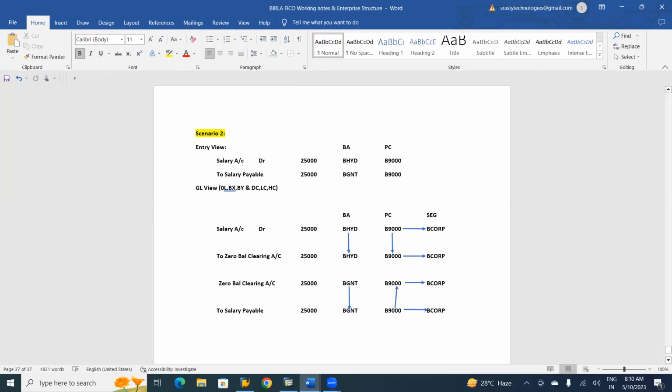Next one, write down. Passive splitting, last splitting. Passive splitting will work based on dependent documents, or reference documents.